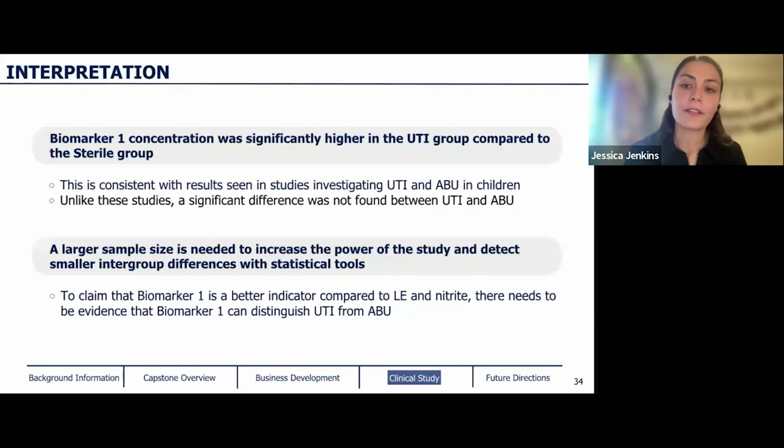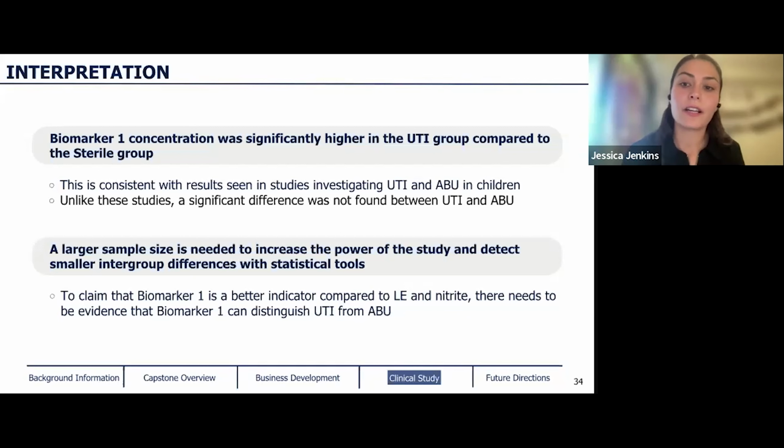As mentioned earlier, the notable result from the study so far is a significant difference in the urinary concentration of biomarker 1 between the UTI and sterile urine cohorts. This finding is consistent with results seen in other studies with pediatric populations. However, unlike previous studies, we were not able to demonstrate a significant difference in urinary concentration of biomarker 1 between the UTI and ABU groups.